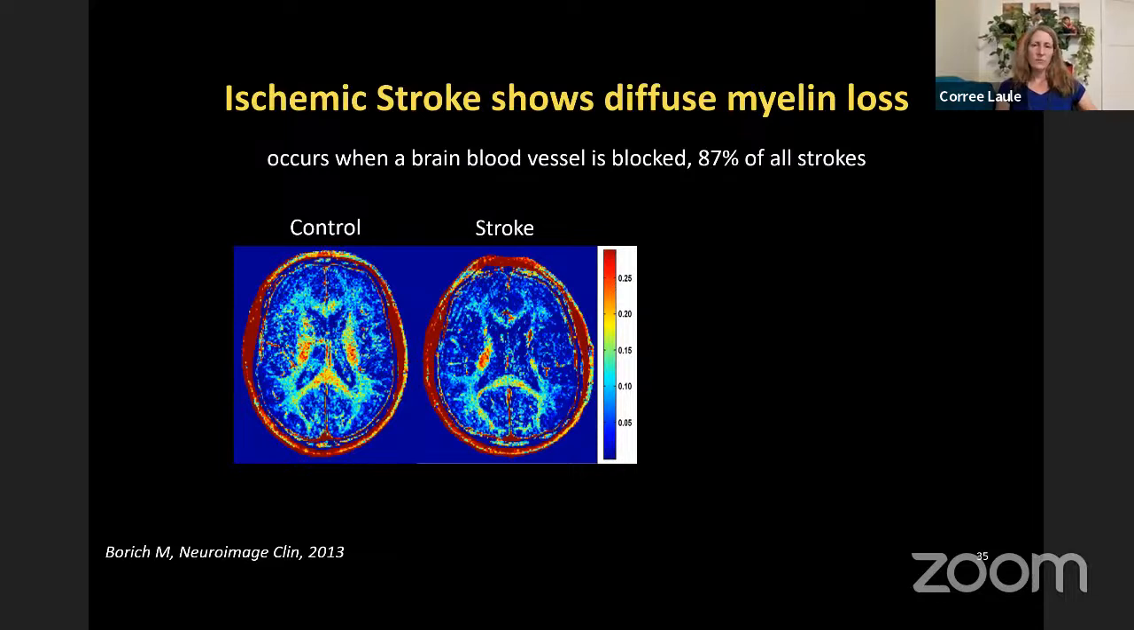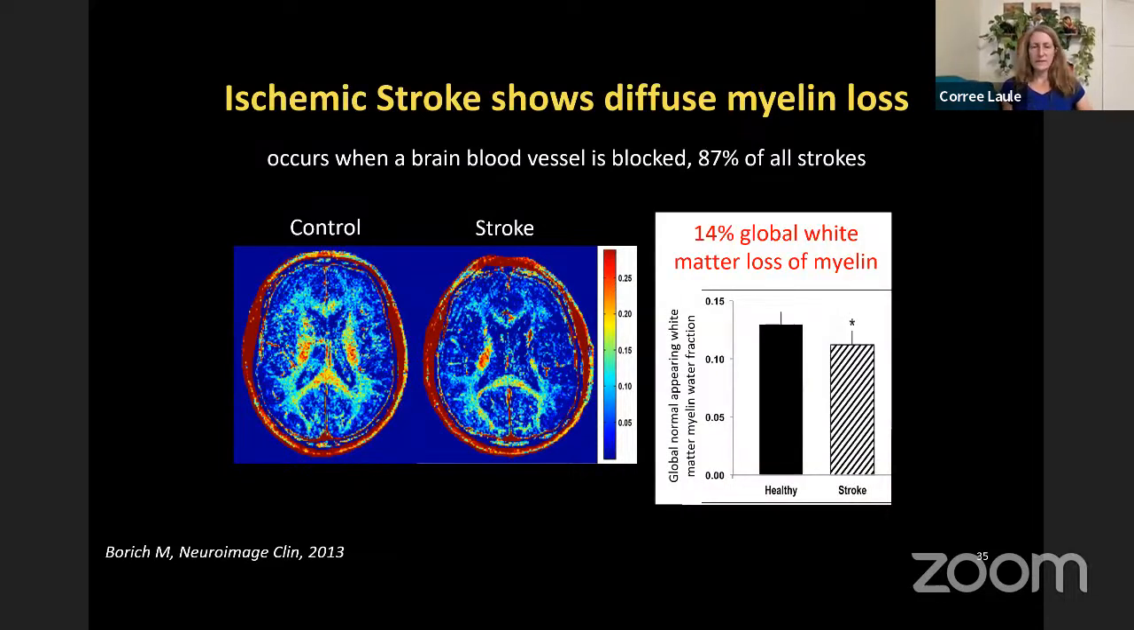And what my colleagues at UBC have found is that in people with stroke, compared to matched controls, beyond the primary injury site, where there's this big lesion, there's actually diffuse myelin loss that happens throughout the normal appearing white matter. On average, about 14%. And what you can see here in the maps, even visually, is this reduction in the amount of signal on this particular person compared to their matched control.